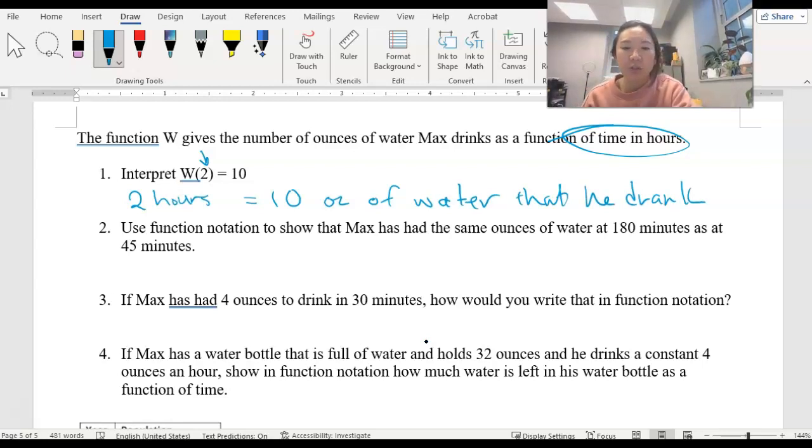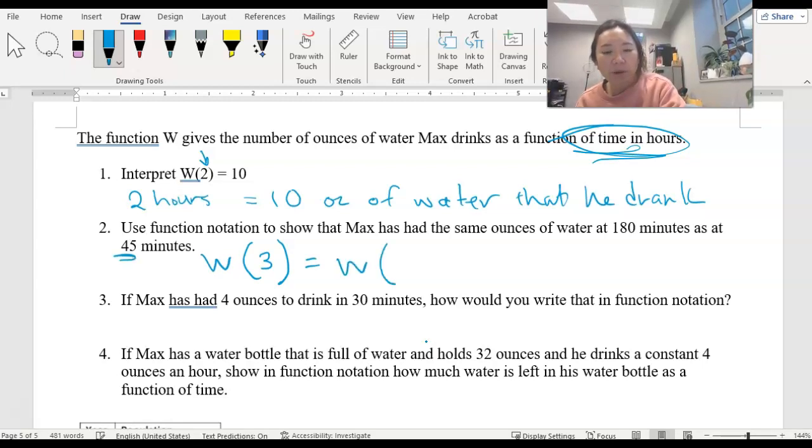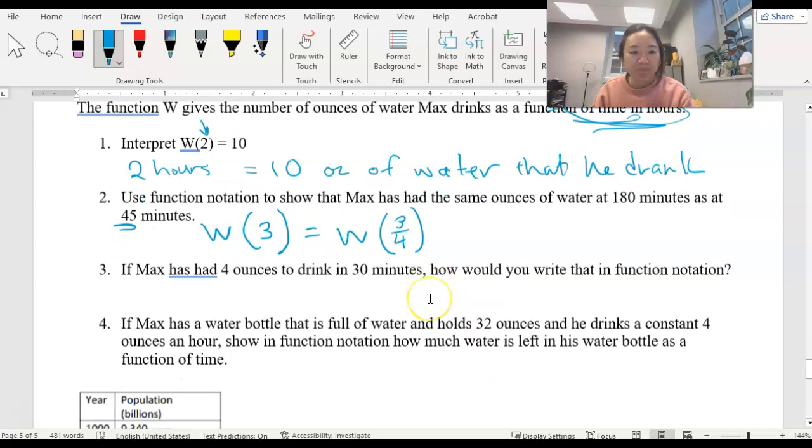Use function notation to show that Max has had the same ounces of water at 180 minutes as at 45 minutes. Now notice we're doing time in hours, so I need to convert that to hours. So that would be W of 180 minutes is 3 hours, and then 45 minutes out of an hour is 3/4, so W of 0.75 or 3/4 of an hour. That would be the same amount of water at those 2 times. So if he's drank water and then he just stopped drinking water, then they would be the same.